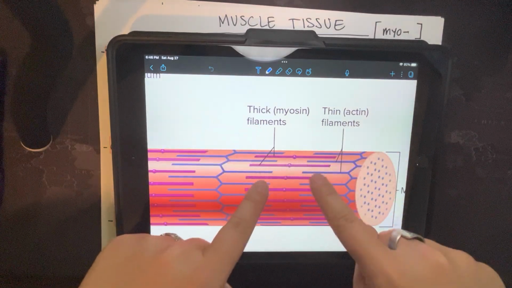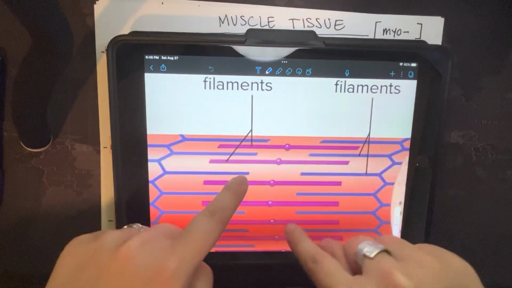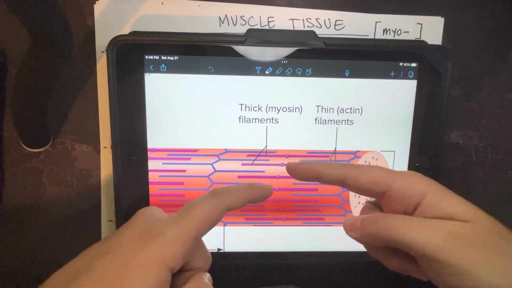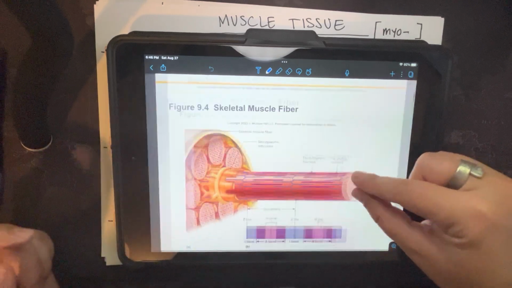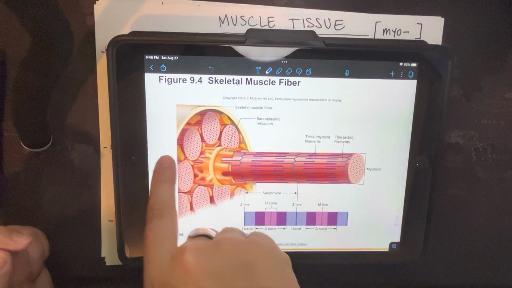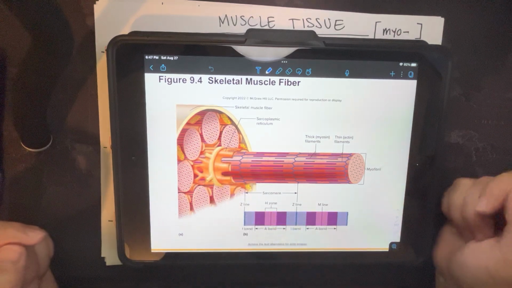So our myosin filaments are anchored in the middle here by these proteins. We can see these little dots, and the thin actin filaments are going to be pulled along this myosin thread. And that is after we receive neural stimulation through the T tubule, and then calcium is released from the sarcoplasmic reticulum.